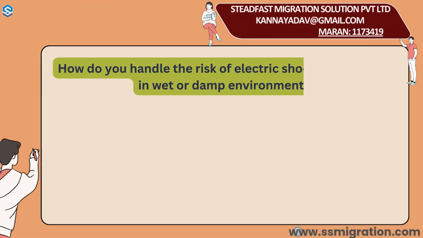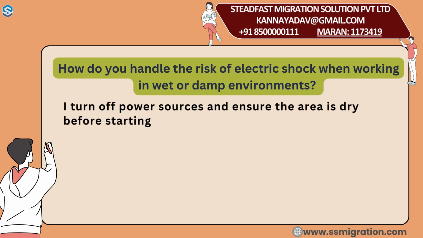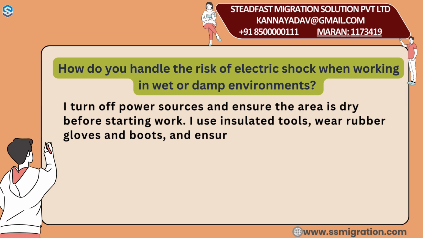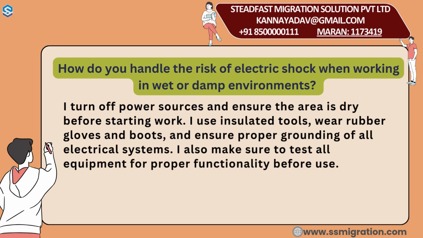How do you handle the risk of electric shock when working in wet or damp environments? I turn off power sources and ensure the area is dry before starting work. I use insulated tools, wear rubber gloves and boots, and ensure proper grounding of all electrical systems. I also make sure to test all equipment for proper functionality before use.